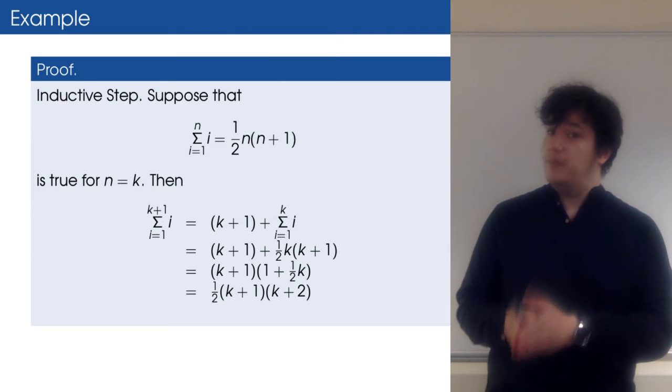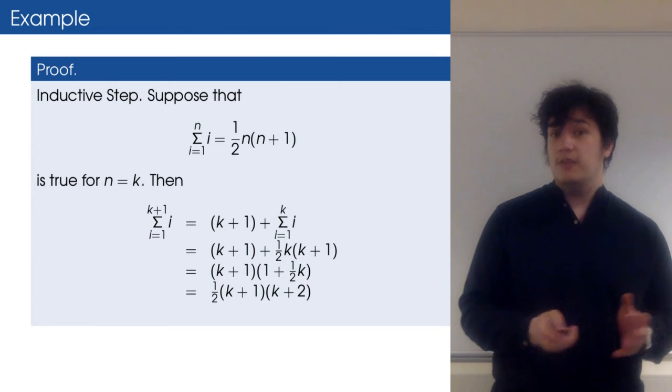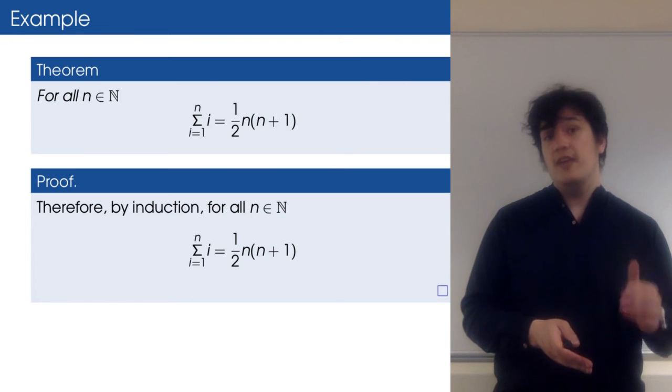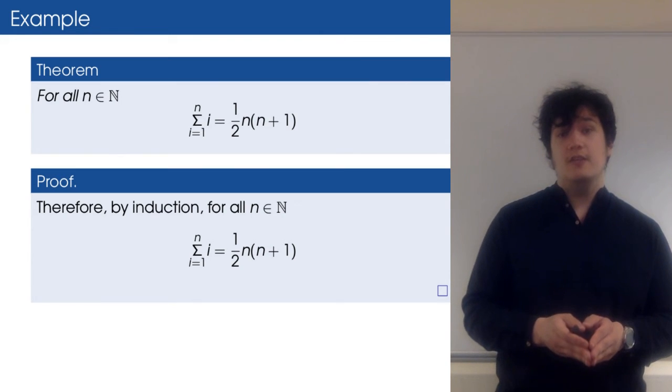So now that we have both the base case and the inductive step, we can put them together and conclude that by induction for every natural number n, the sum from 1 to n of i is equal to a half times n times n plus 1.